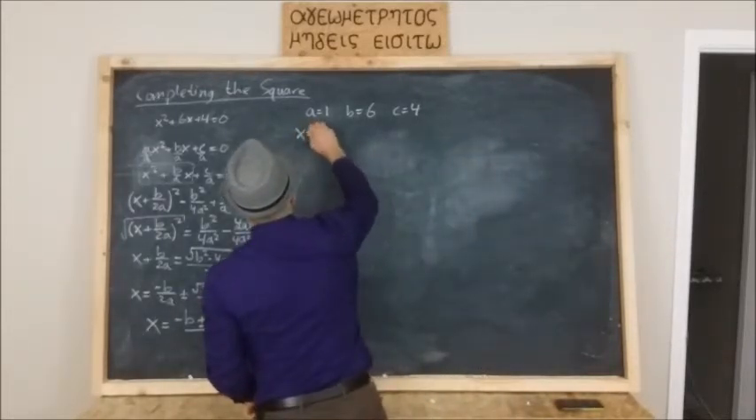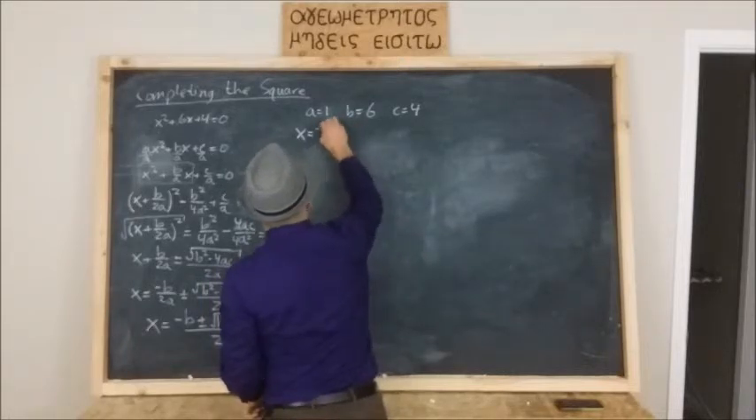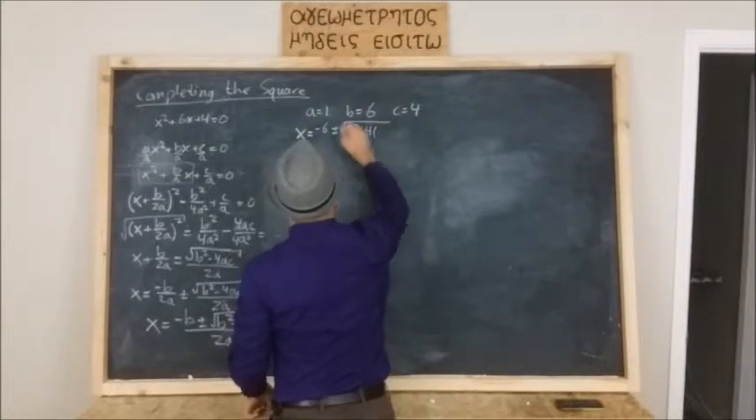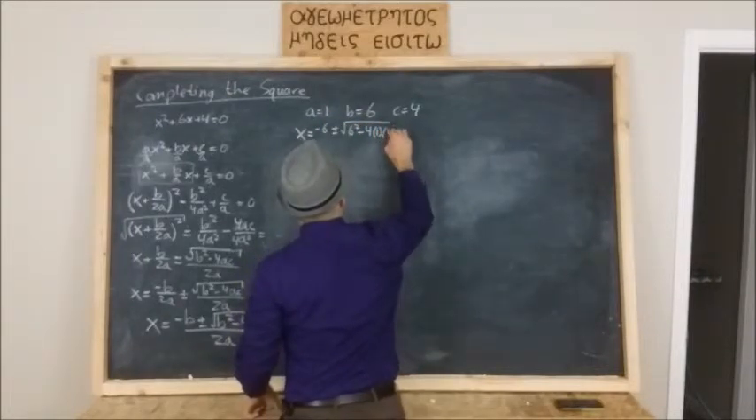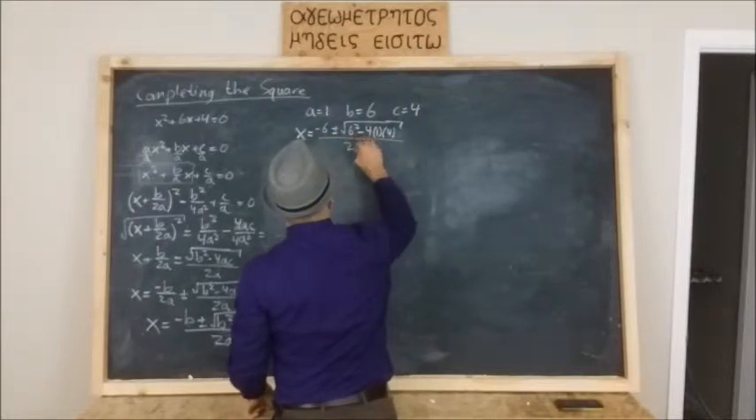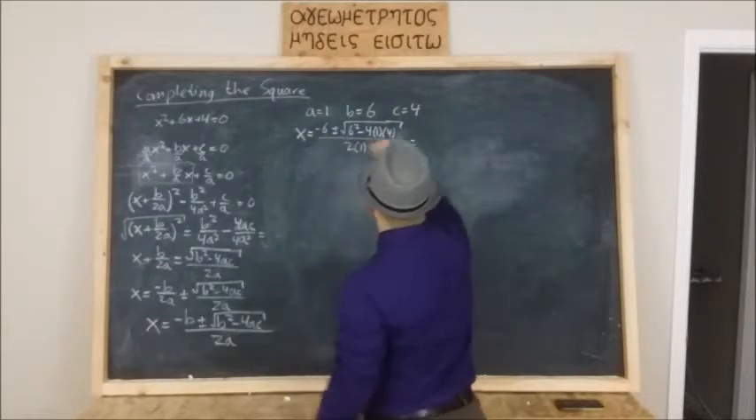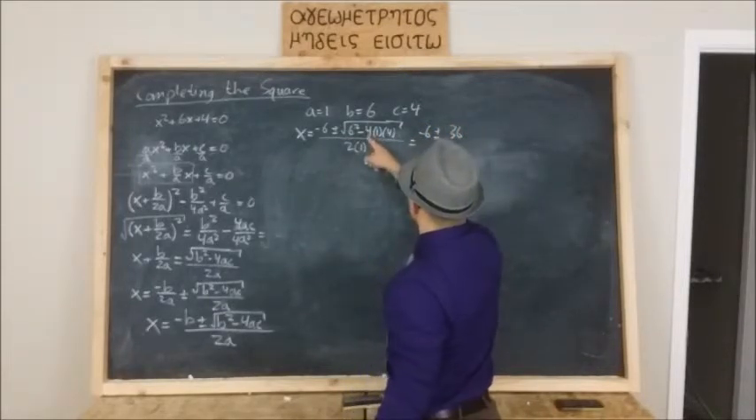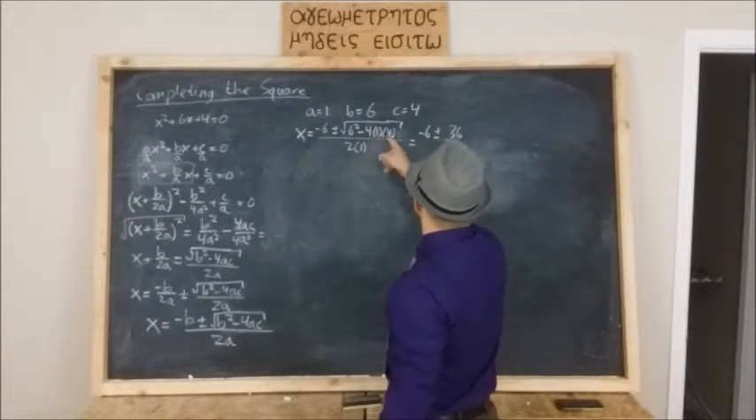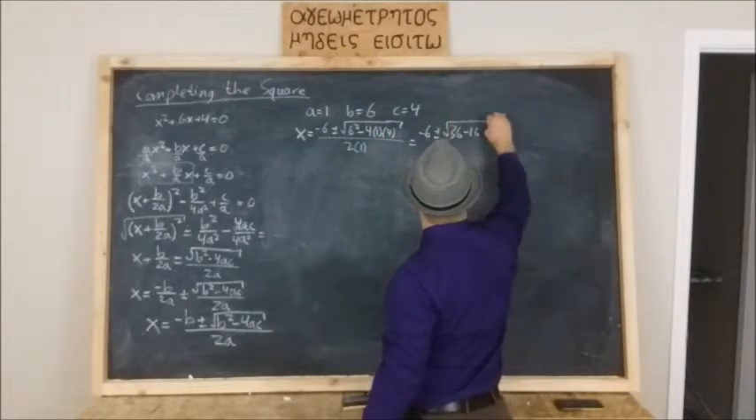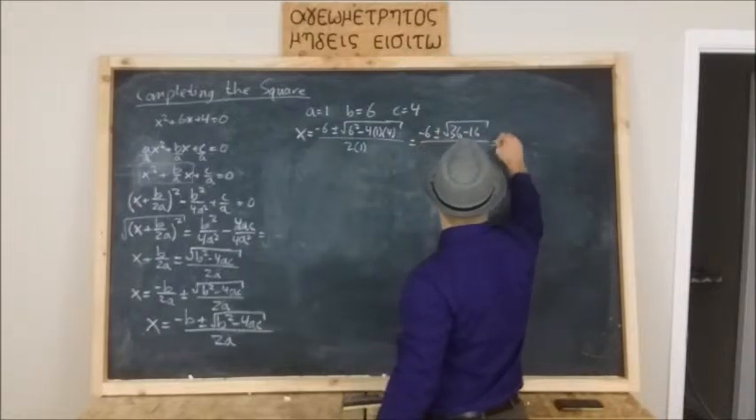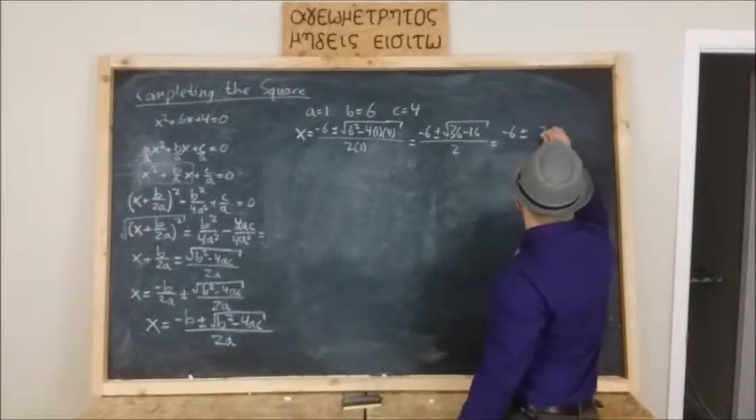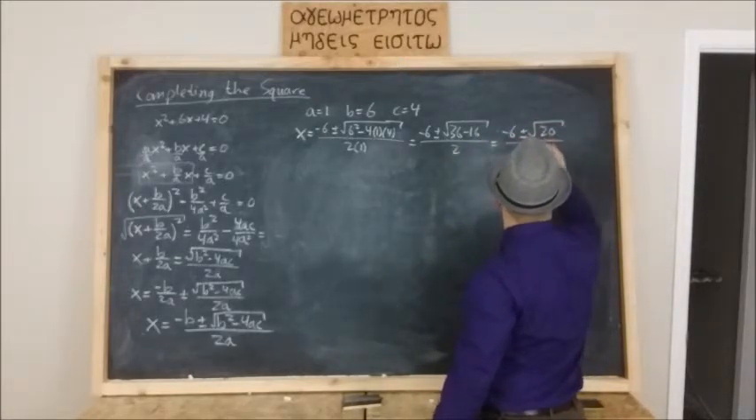So x is equal to negative b, so negative 6 plus or minus the square root of 6 squared minus 4, a is 1, c is 4, all over 2a. Okay, negative 6 plus or minus 6 squared is 36. 4 times 1 is 4. 4 times 4 is 16. Over 2 times 1 is 2. Okay, negative 6 plus or minus the square root of 36 minus 16, which is 20, over 2.